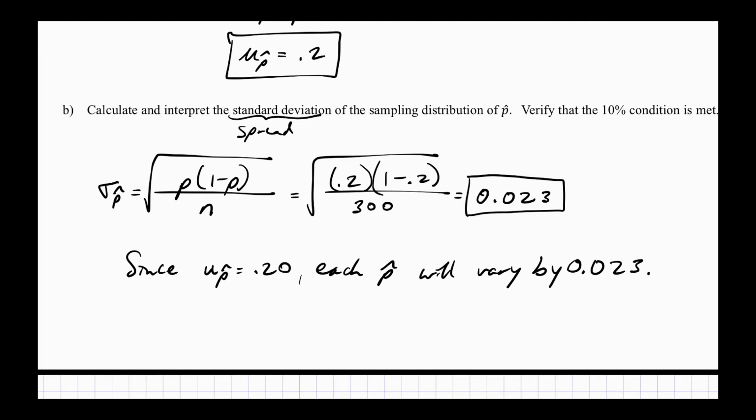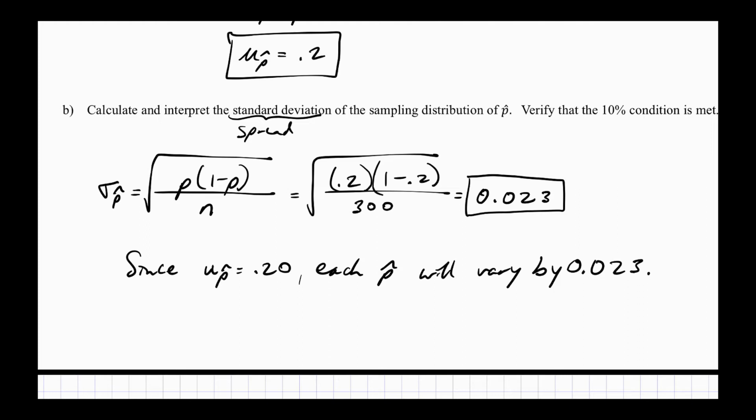What is 0.023 in this case? In context, what is 0.023? It's a percentage, right? Yeah, exactly. So what you're saying is my sample should center around 0.2, give or take about 2%.